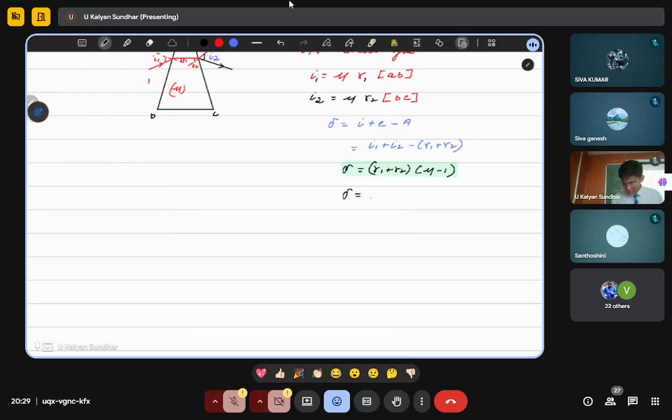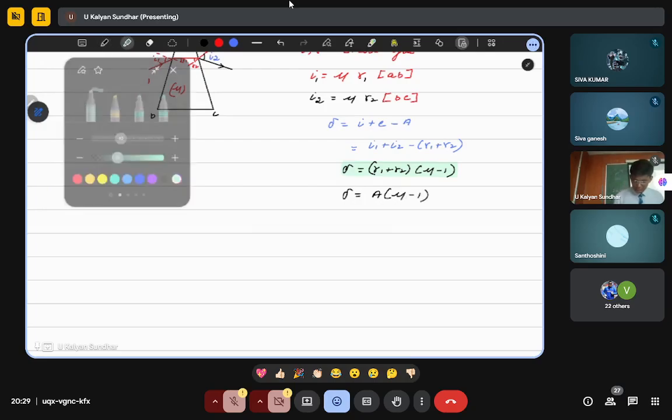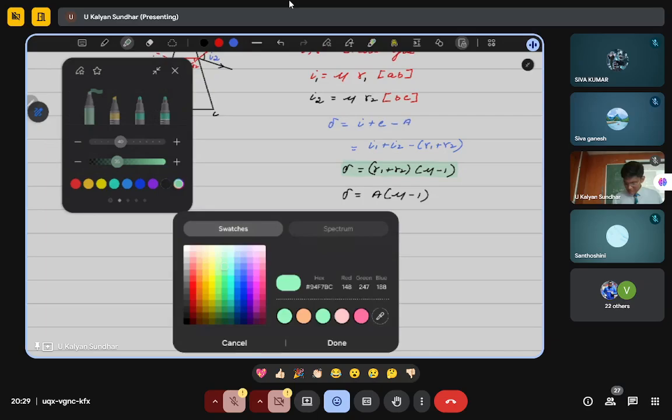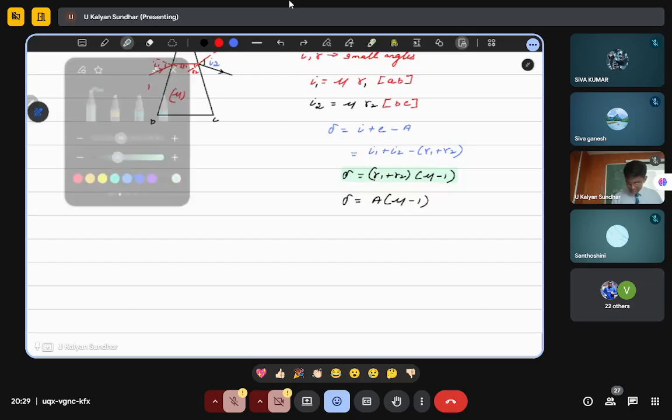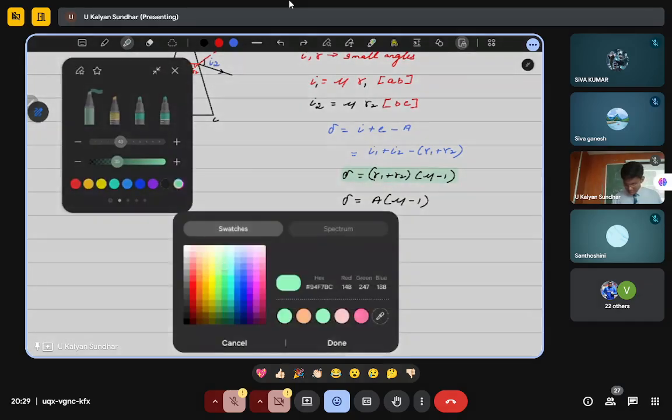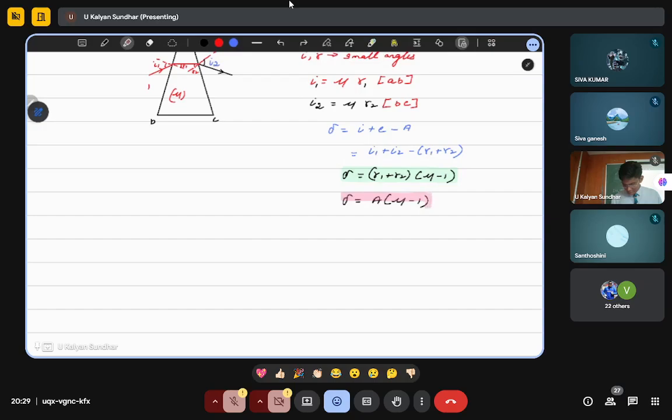And I can also write it as A into mu minus 1. So this is your expression for your thin prisms. Angle of prism into mu minus 1, where mu is the refractive index of the prism.